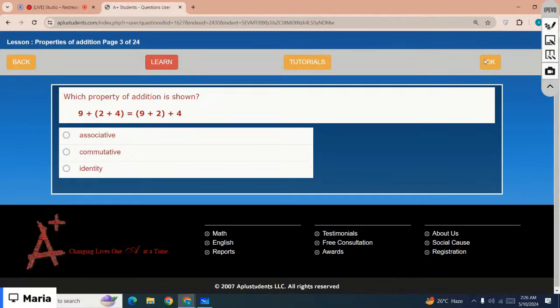Okay, which property of addition is shown? Which is the correct option?